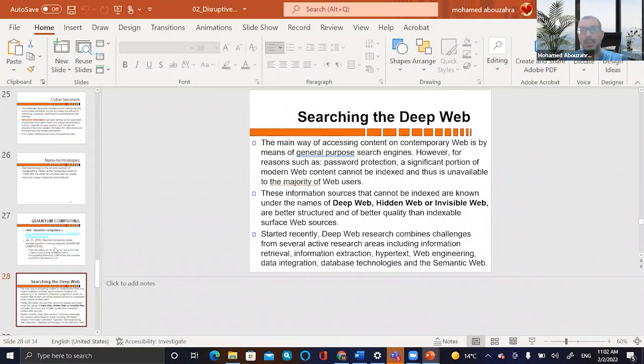All right. So searching the deep web, I will talk about that when we move on to text analytics. We have a good part about text analytics as part of this course. So I will talk more about searching the deep web and the technologies we use when we get there.